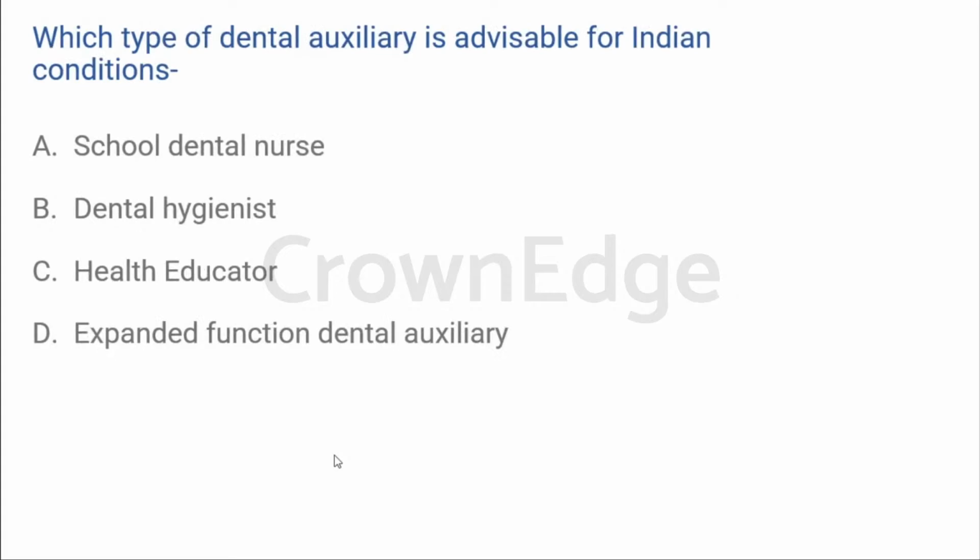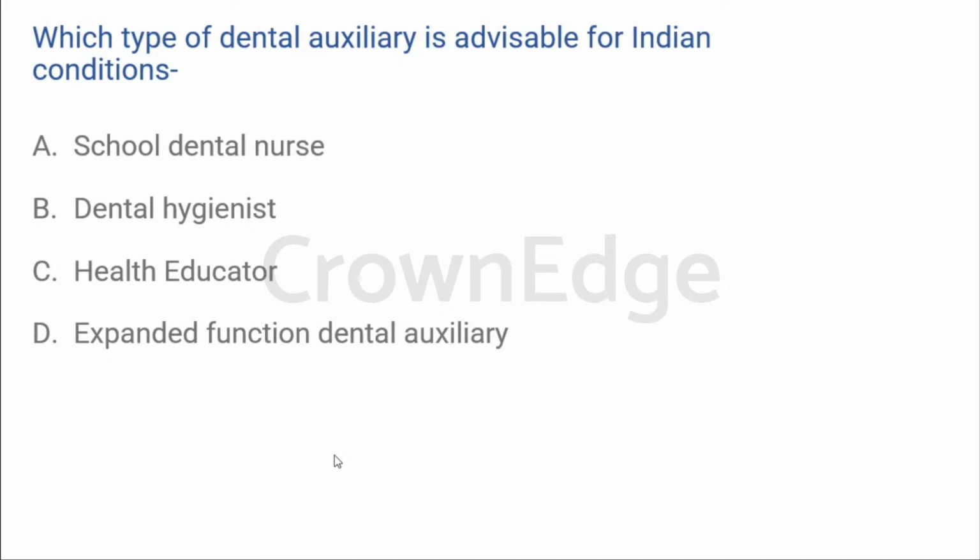Now, we already have dental hygienists and the dental laboratory technician in India. Apart from that, which other type of dental auxiliary is actually most advisable for Indian conditions? You can have a school dental nurse, a health educator, or an expanded function dental auxiliary. Actually, for a country like India, given our population, the situation, our schools and things like that, we actually could do with school dental nurses.